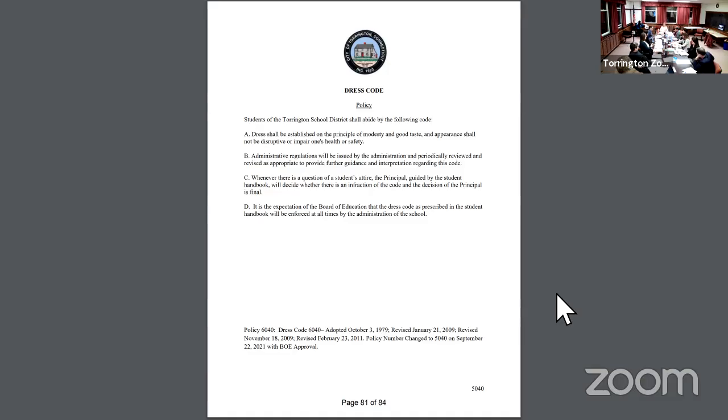Again, I'm going to ask that we refrain from saying it wasn't enforced at the building level, because our policy, the board policy, is enforced. What's happening in the student handbook, the change, they had the right to do that. So if the board wishes to change that, that's what we're here for. So make a suggestion. What language do you want in here? I'm going to draw your attention to letter D, which says it is the expectation of the Board of Education that the dress code as prescribed in the student handbook will be enforced at all times by the administration of the school.